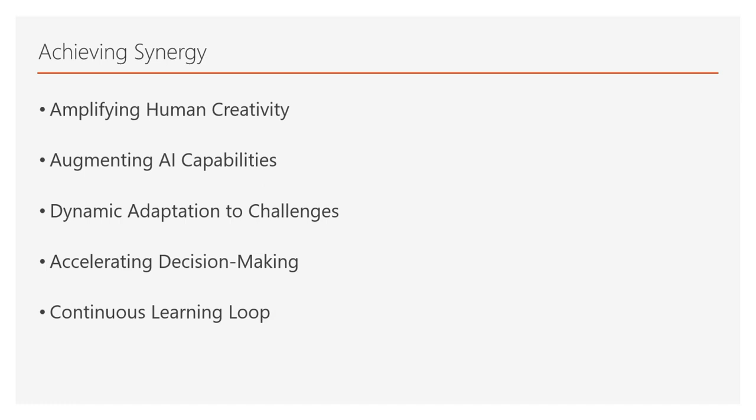Then we come to the continuous learning loop, where the synergy creates a loop in which both humans and AI evolve together. As humans provide feedback and AI learns from experiences, the collaboration becomes increasingly refined and effective over time. Last but not least, achieving synergy in collaborative AI is not merely a sum of its parts, but an exponential unlocking of potential. It is actually a journey where the collaborative whole surpasses the individual contributions, thus creating a transformative force in problem solving and decision making.